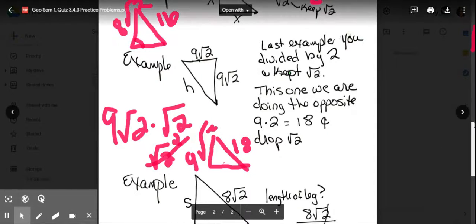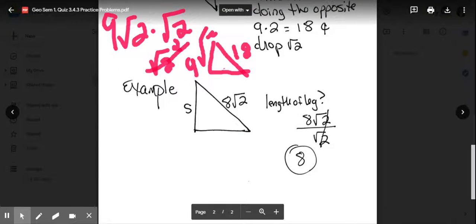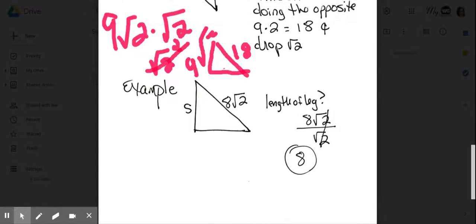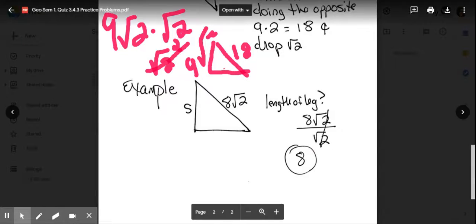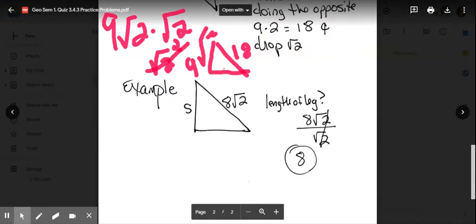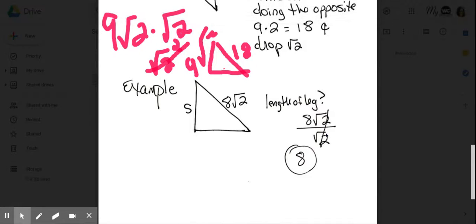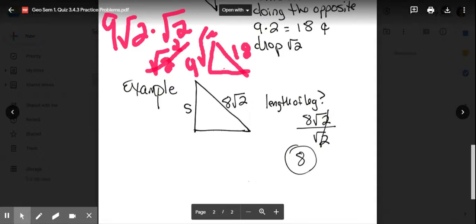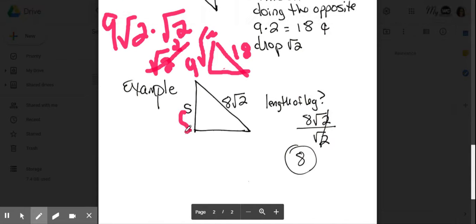The last example down here is, it gives you this hypotenuse. We talked about this before, 8 square root of 2. And if it wants to know the length of the leg, since we have to multiply to get the hypotenuse, the opposite of multiplication is division. So we would divide 8 square root of 2 by a square root of 2. And those square roots cancel out, and that leaves us with 8. So then our new triangle is going to leave us with a leg of 8 and a leg of 8.